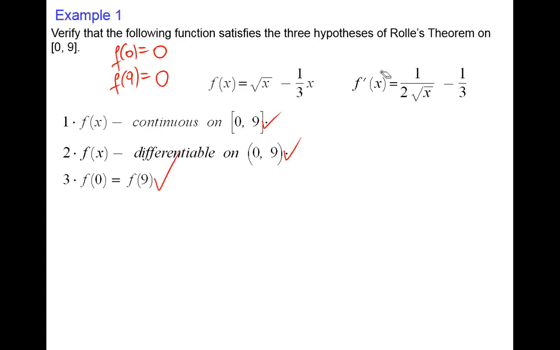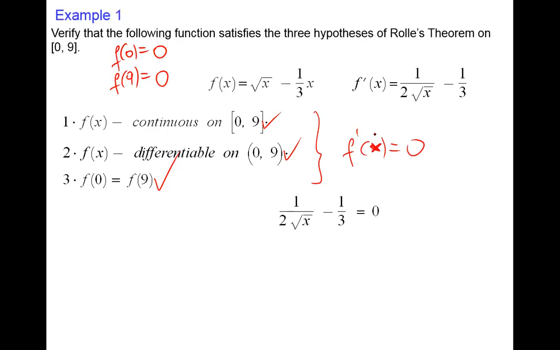Derivative, I hope we're okay with the derivative because we need it. The derivative of the square root of x is 1/(2 root x). The derivative of (1/3)x is just 1/3. And then I have to take this derivative. Okay? I can actually say the conclusion: f'(c), or I can say f'(x) equals 0.